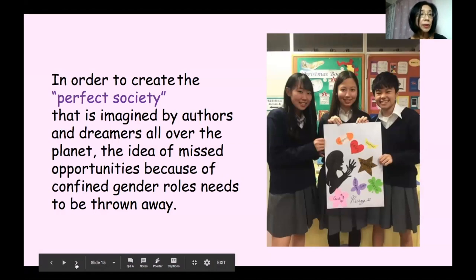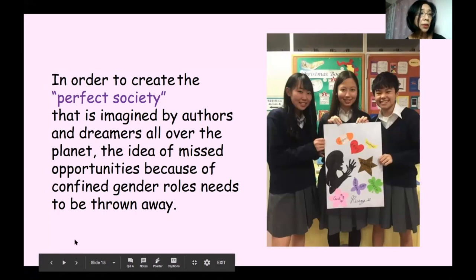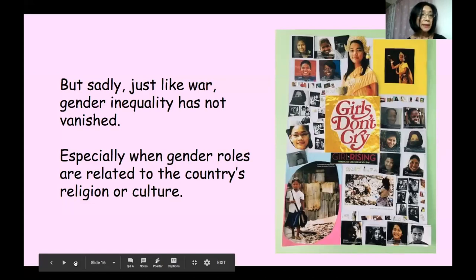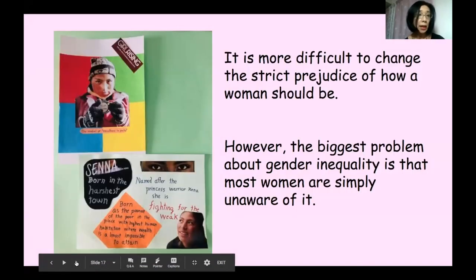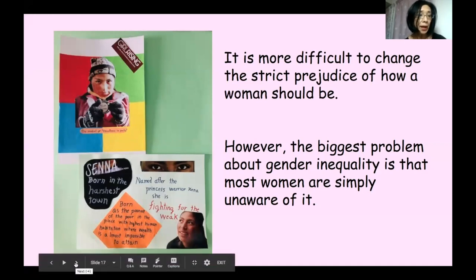In order to create the perfect society that is imagined by authors and dreamers all over the planet, the idea of missed opportunities because of confined gender roles needs to be thrown away. But sadly, just like war, gender inequality has not vanished, especially when gender roles are related to the country's religion or culture. It is more difficult to change the strict prejudice of how women should be. However, the biggest problem about gender inequality is that most women are simply unaware of it.